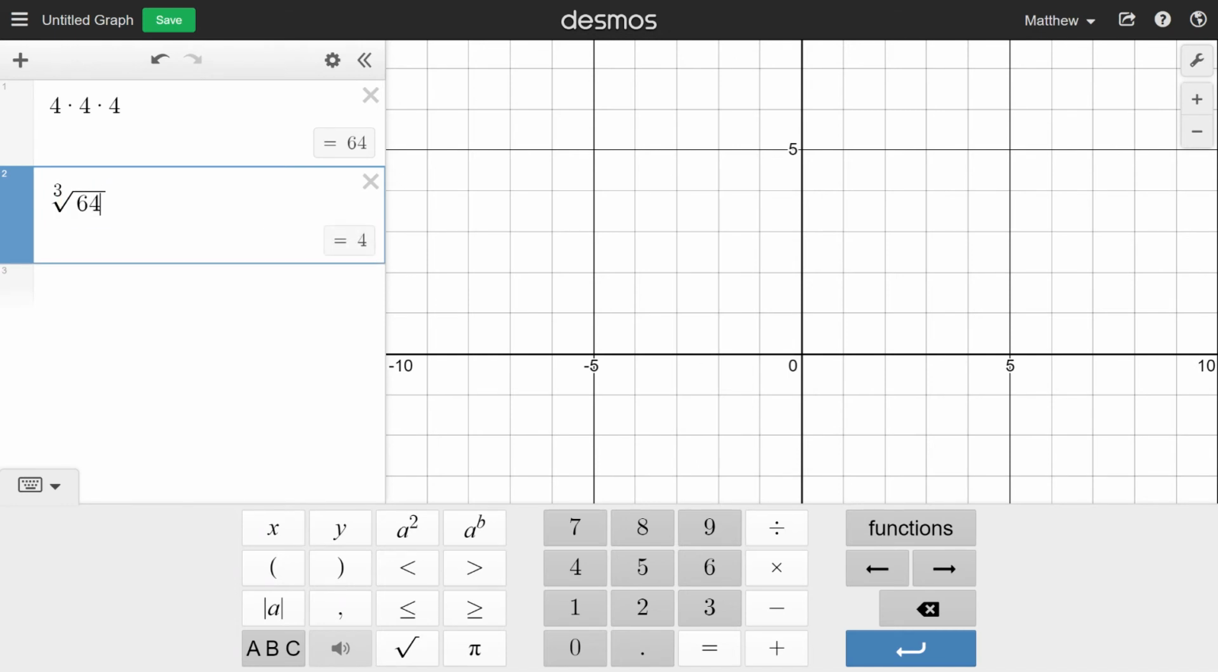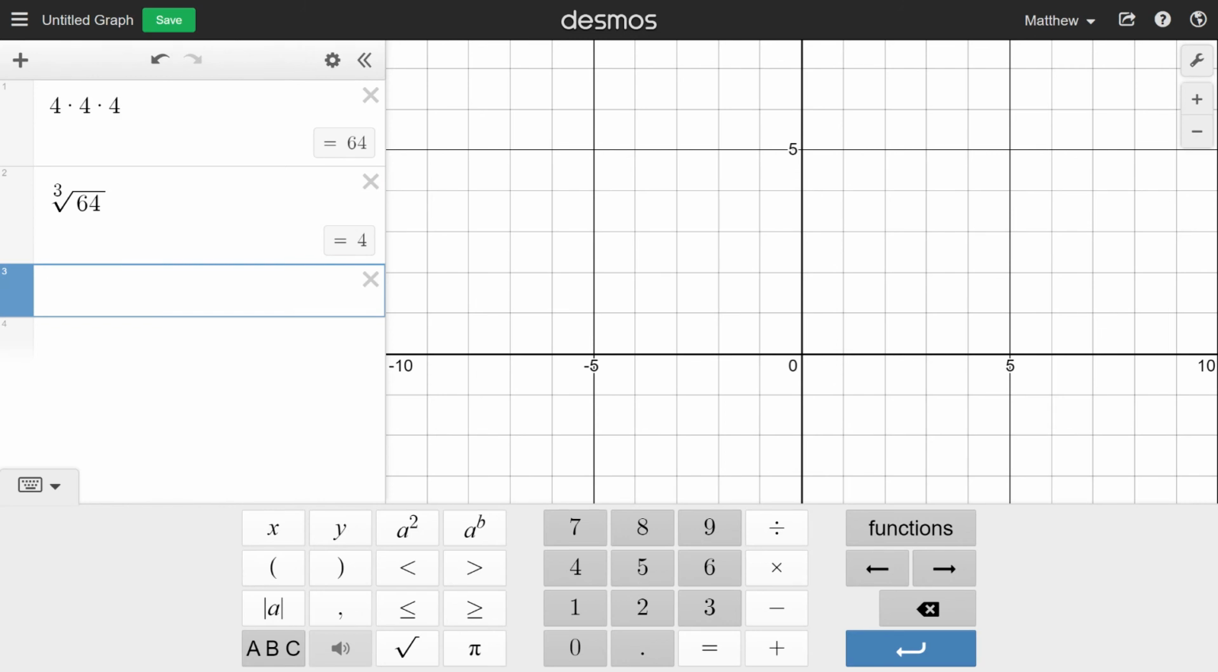It's a little funky, but what this is computing is I need to find a number that when you multiply it by itself 3 total times, just like up here, it produces 64. And that number, like we proved right above, is going to be 4.